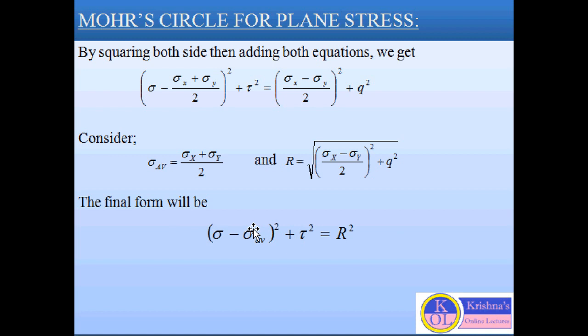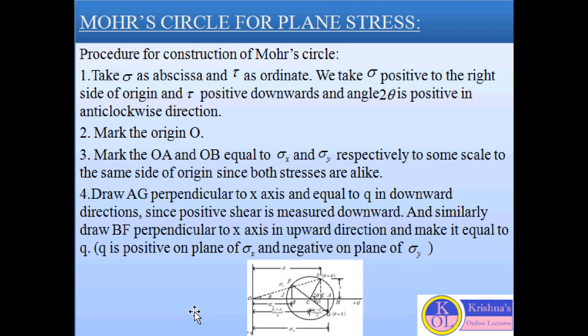This equation is the equation of a circle with sigma and tau as the coordinates, and here we are taking r as the radius of the circle. The value of r is under root of ((sigma x minus sigma y) by 2) whole square plus q square, and its center coordinate we are taking as sigma equal to sigma average and tau equal to 0. For construction of the Mohr circle for plane stresses, we will follow the same procedure as I discussed in the previous cases.